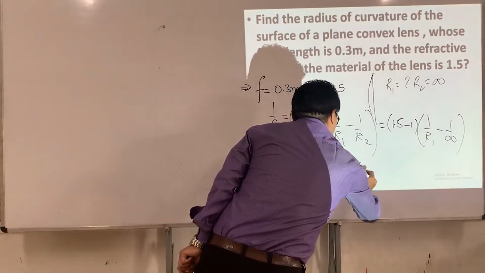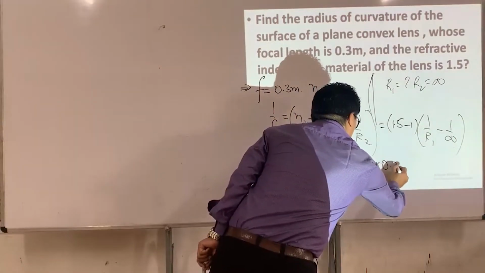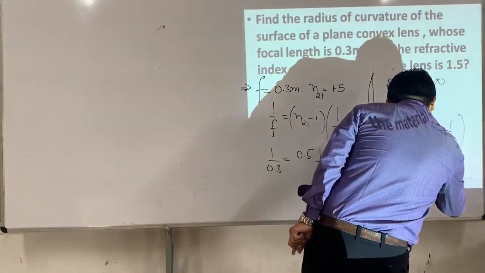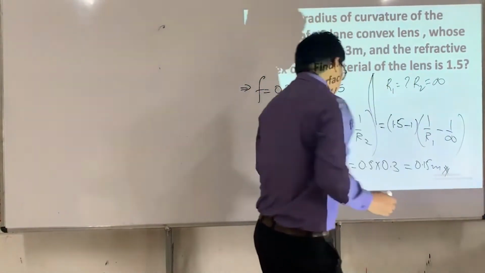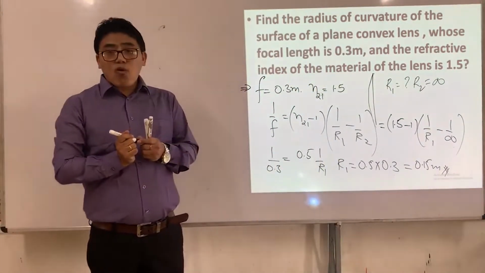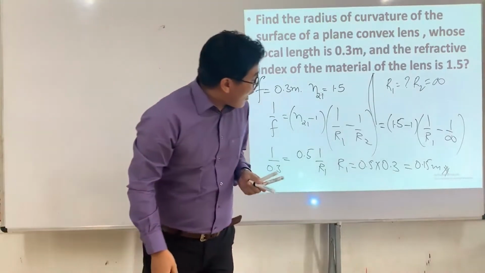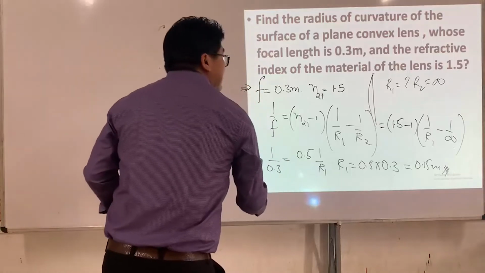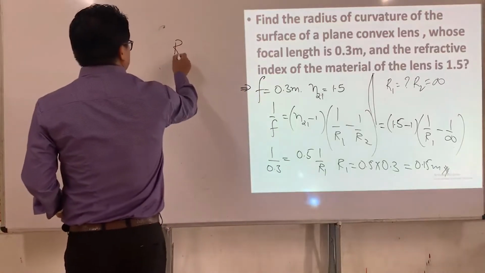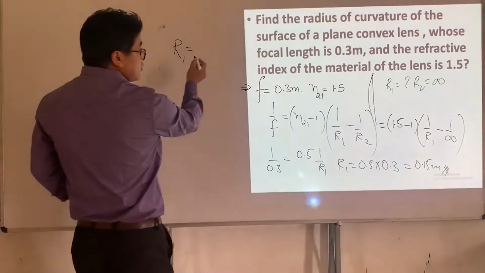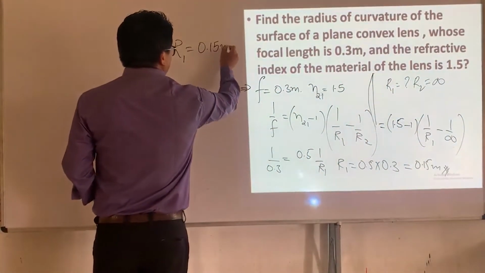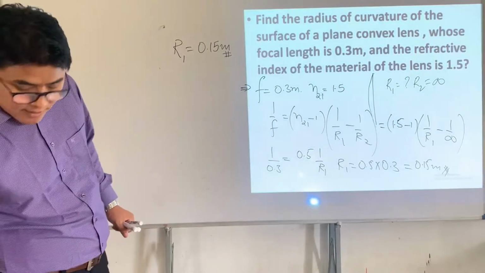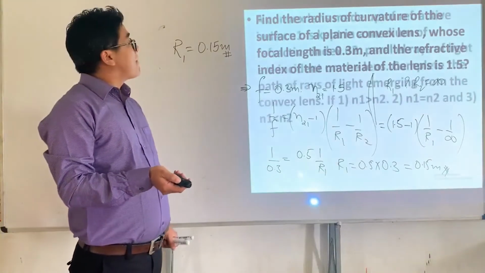So R1 is equal to 0.5 multiplied by 0.3. So what is this? This is equal to 0.15 meter. So the radius of curvature of this plano-convex lens is 0.15 meter. I write here radius is equal to 0.15 meter. This is the radius. Alright, now the next problem.